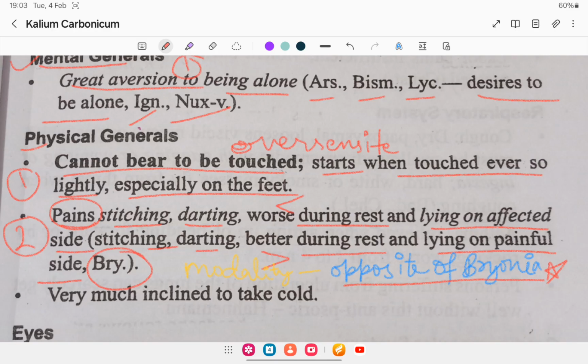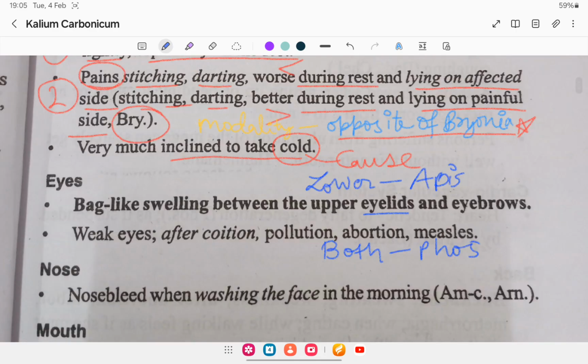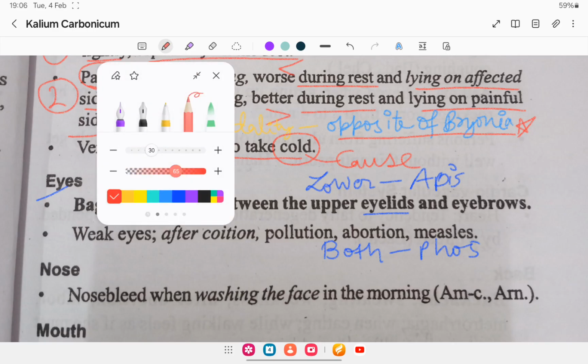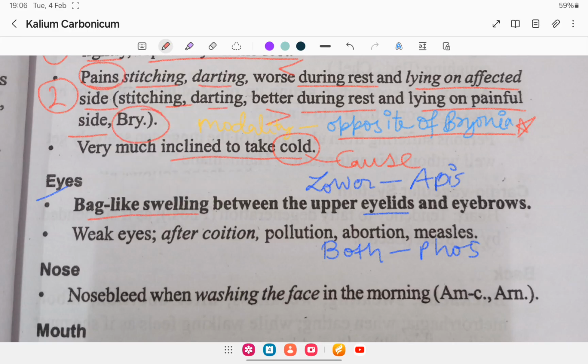Next, very much inclined to take cold. Cold is one of the causes. I have already discussed about eyes. One of the characteristic symptoms: bag-like swelling between the upper eyelids and eyebrows.